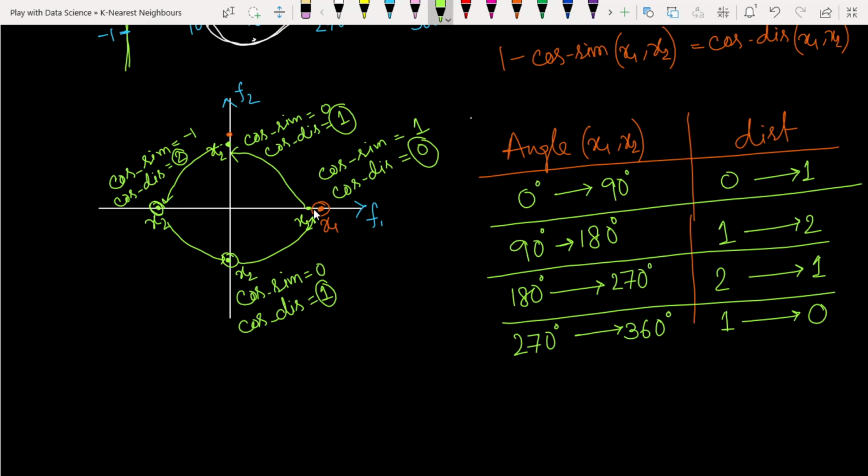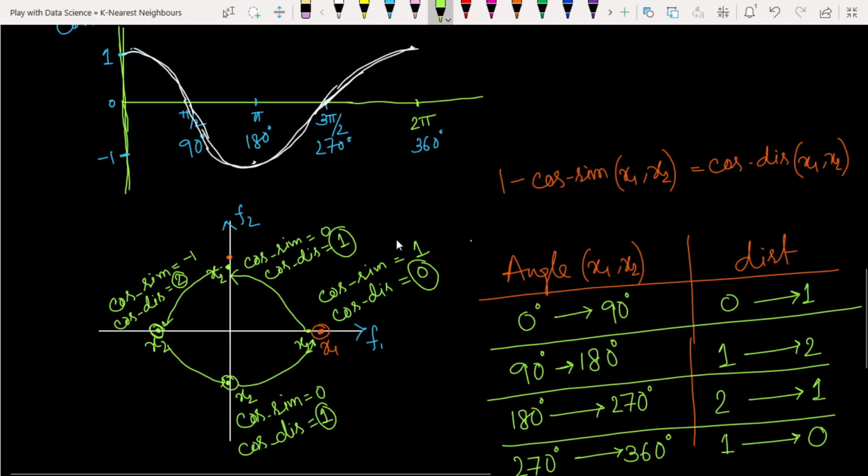So if we just see this geometrically, if we move our point further and further, then our distance value is increased, and if we move this closer and closer, then the distance value is decreased. Okay, I think now the concept of cosine similarity is clear.